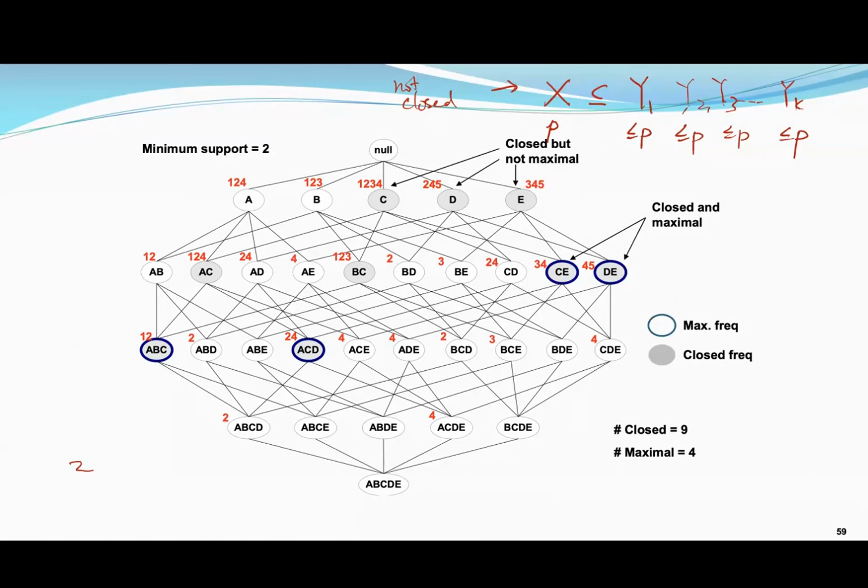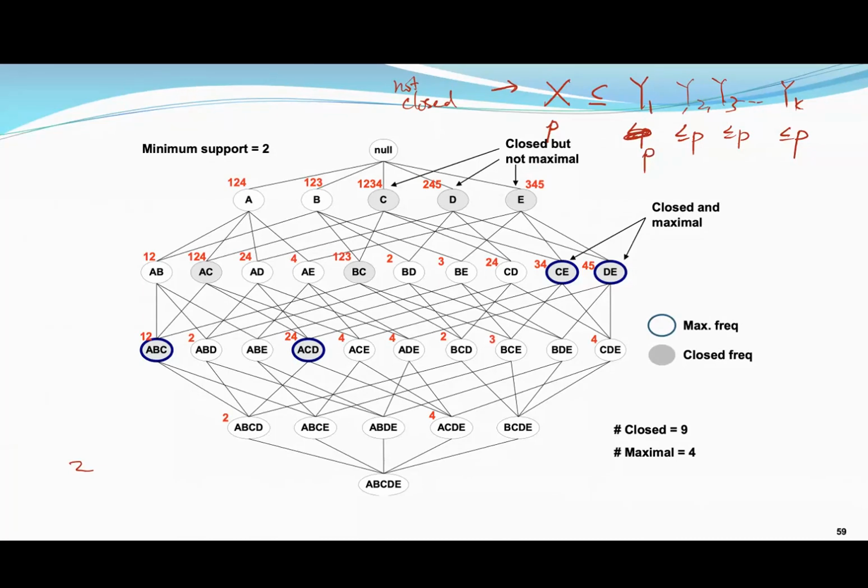Now, if X is not closed, by definition, it means that there must be at least one immediate superset of X that has exactly the same support count as X. All right? So that means that the support count of one of those Y's must be exactly P. Okay? So without loss of generality, let me say that Y1's support count is P. So now what we know is that Y1 has a support count of P. For the other Y's, the support count cannot be more than P.